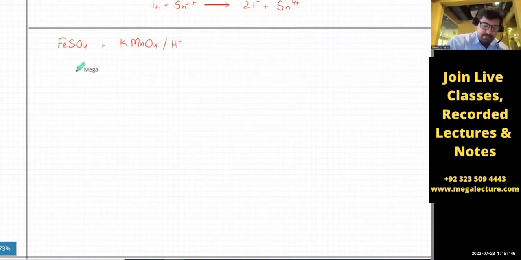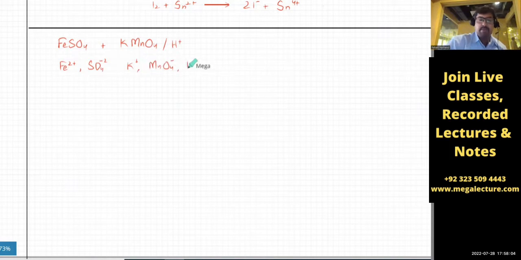First of all, what substances do you have? You've got Fe2+, SO4 2-, K+, MnO4 minus 1, and H+. Okay, so I've got all this stuff, and I have to look at the reaction between them. I just want to figure out the reaction.